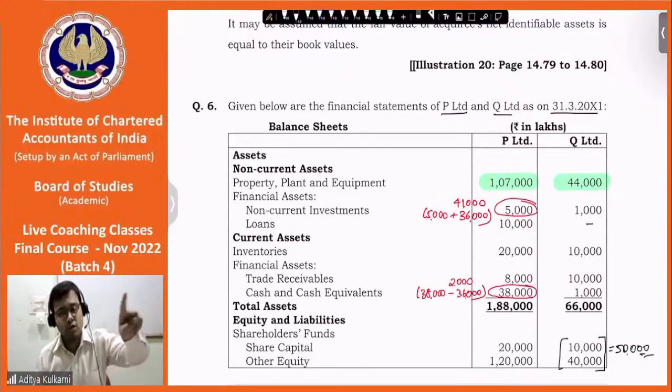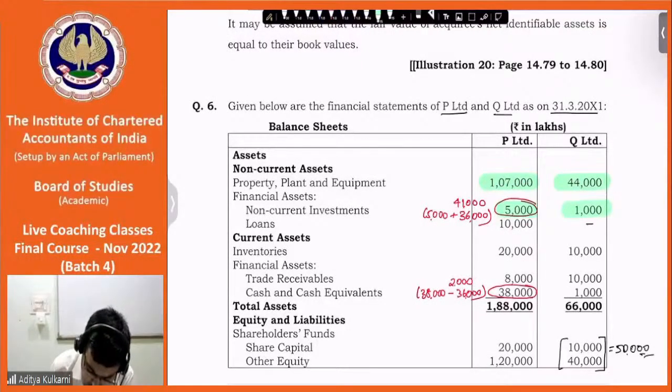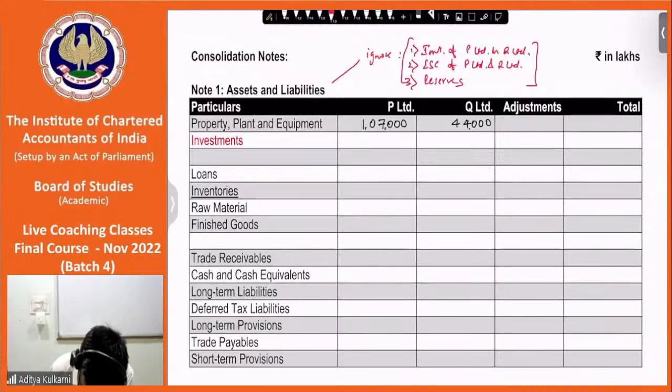Why? Because 36,000 is investment of P in Q, which will go where? Sir, that will go in COC account. That will not come in note number 1. So we are going to take only this 5,000, and this 1,000 also is going to come in any case. Okay. So here I will be having 5,000. What is this 5,000? This is essentially 41,000 minus 36,000.